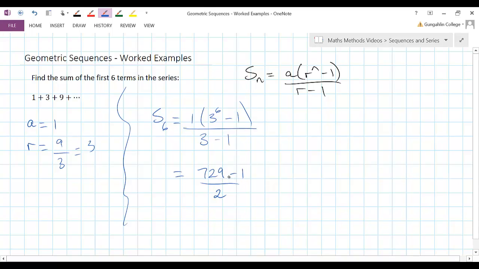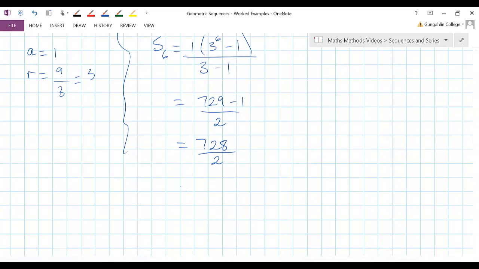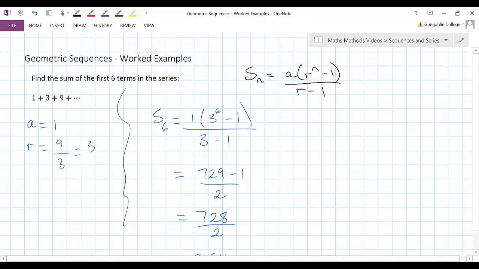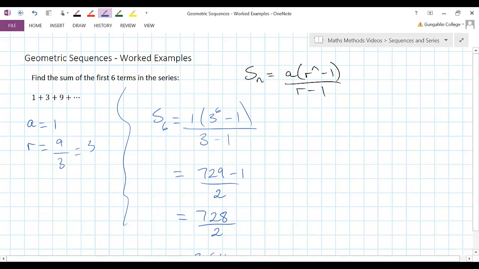So let's do this top here. 729 minus 1 is going to be obviously 728, and then I want to divide that by 2. That will give me 364 as the sum of the first 6 terms in this series.